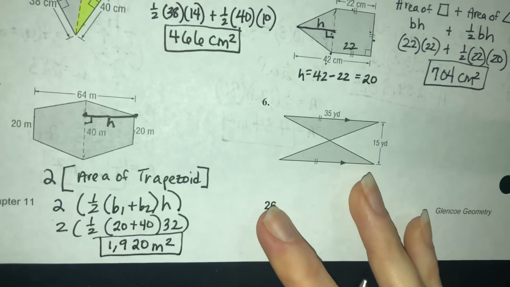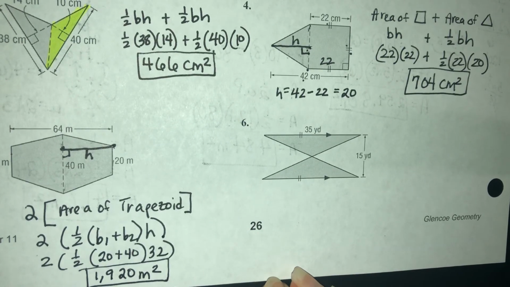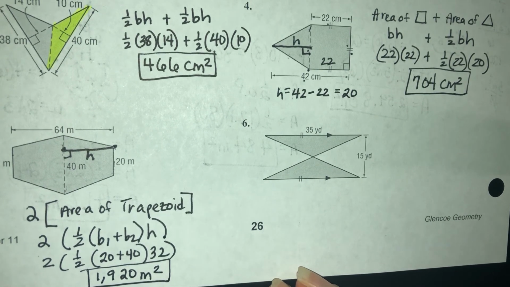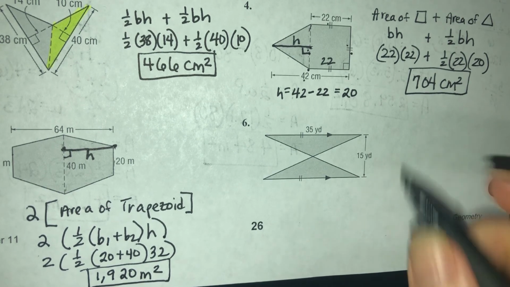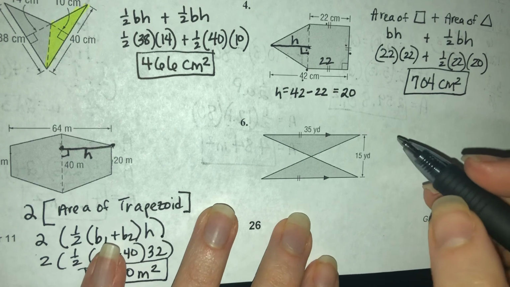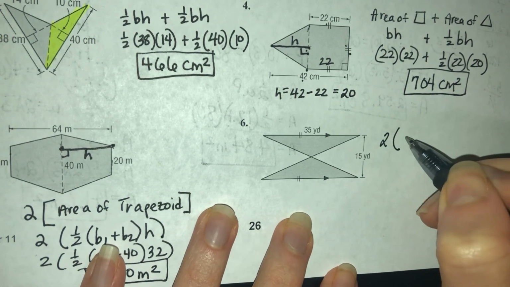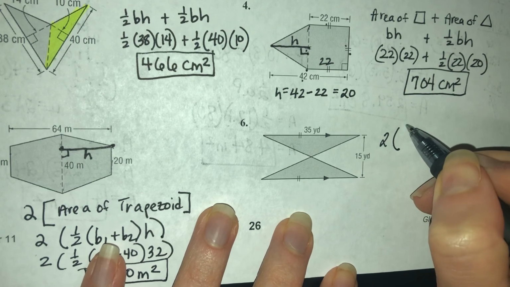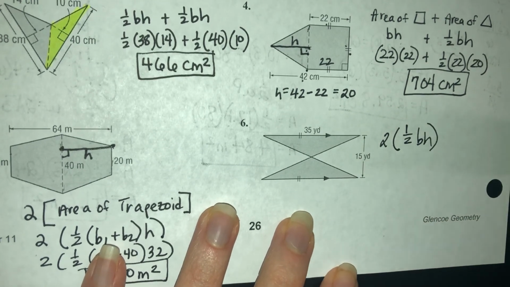All right, last one. This is another one that can be done a couple of different ways. I'm going to do it as 2 congruent triangles added together. So 2 times the formula for the area of a triangle, 1/2 base times height. How do I know these triangles are congruent?